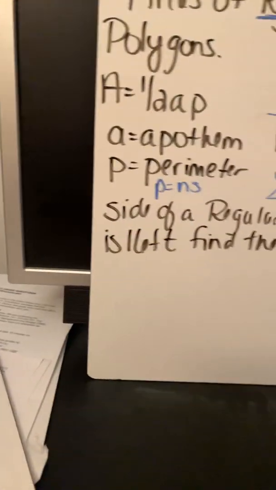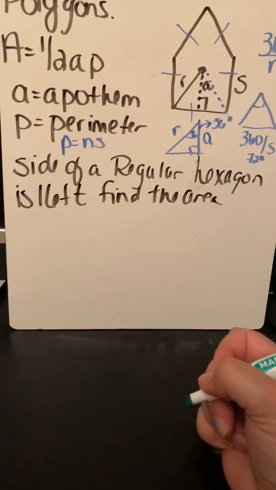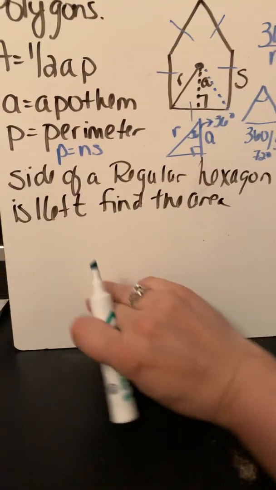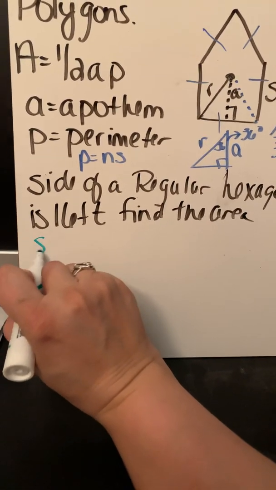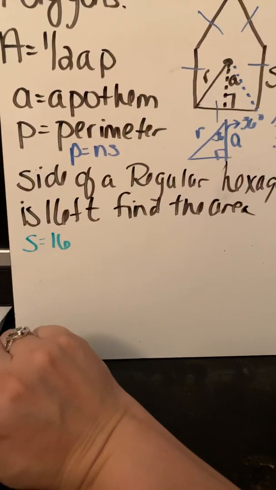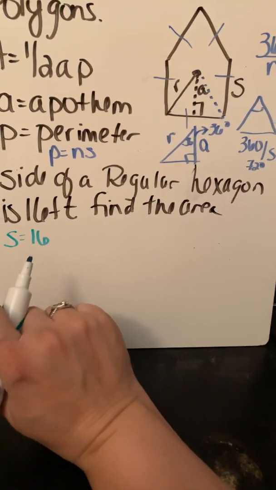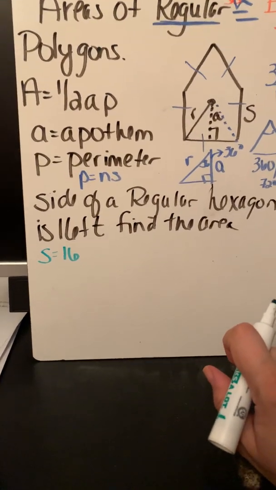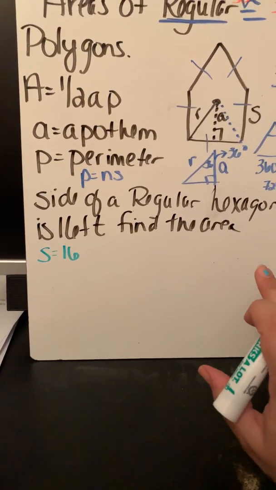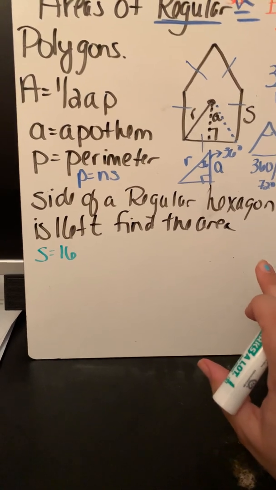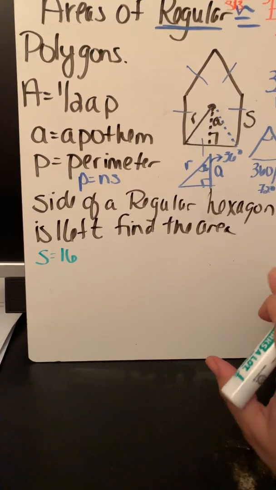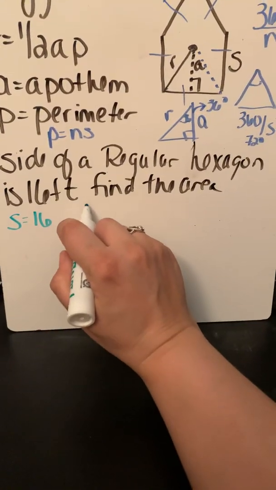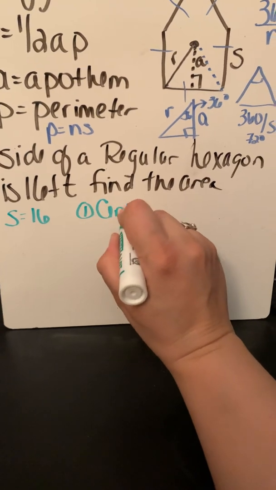So now, let's say we got a harder one. The side of a regular hexagon is 16 feet. Find the area. So what I know is that my side length is 16. When we are doing this, I want you to do it in these steps. I've been doing this for 18 plus years, so this is the best way that I know how to do this. And yes, it is a lot of steps, but it's the easiest way to figure out how to do the area of a regular polygon. So the first thing I want you to do is find that central angle.